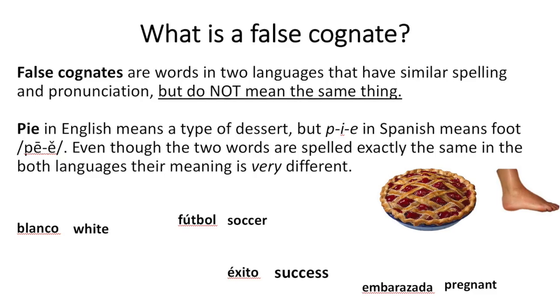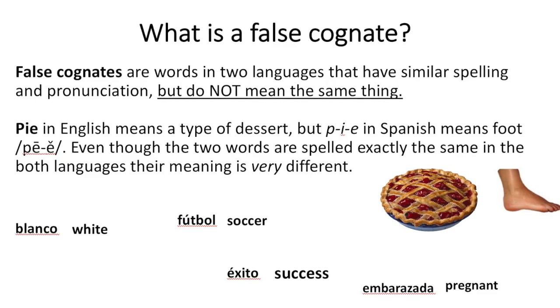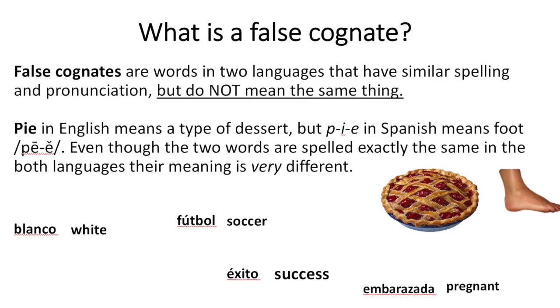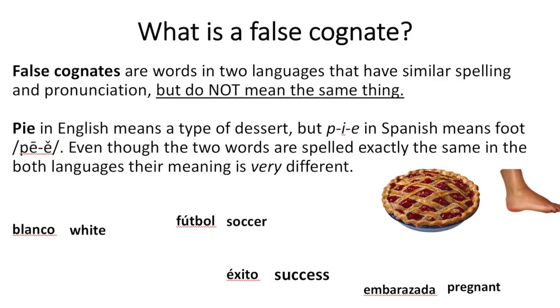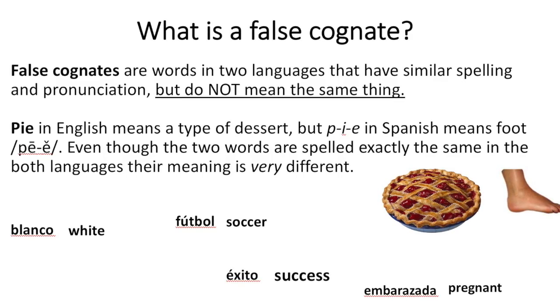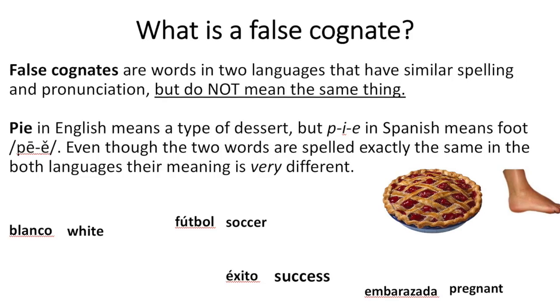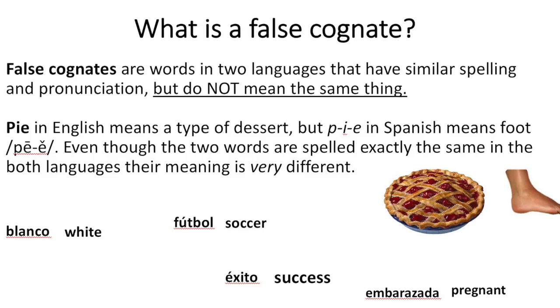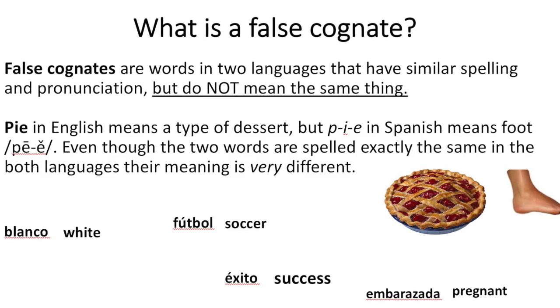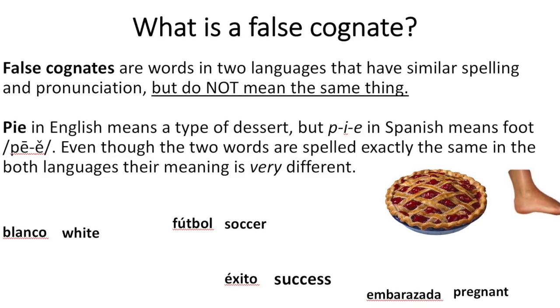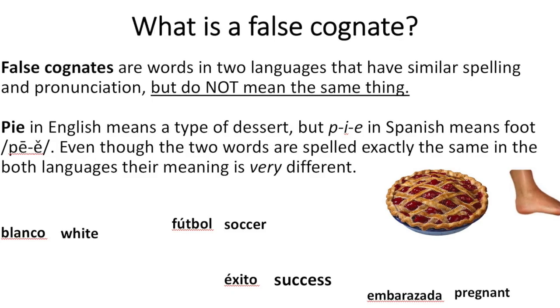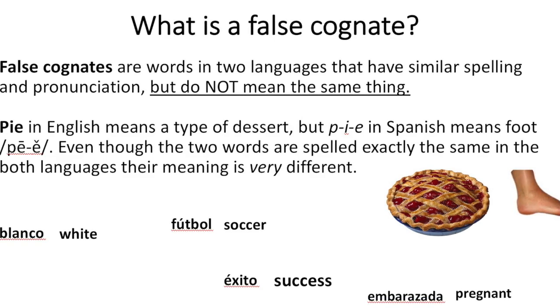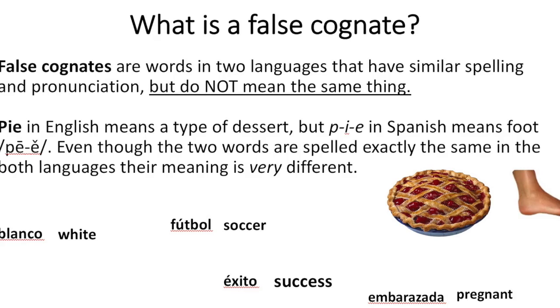Okay, let's try another one. Éxito. You might think exit. It actually means success. And my favorite is pie. It's spelled P-I-E, just like pie. So you think a dessert, a pie. Actually, pie means foot. Very different meaning.